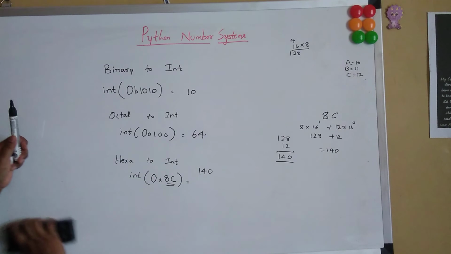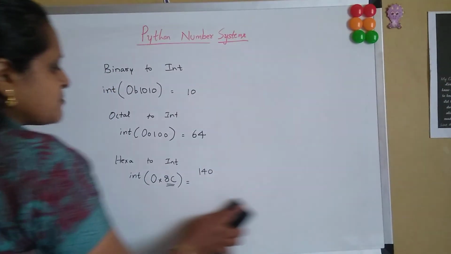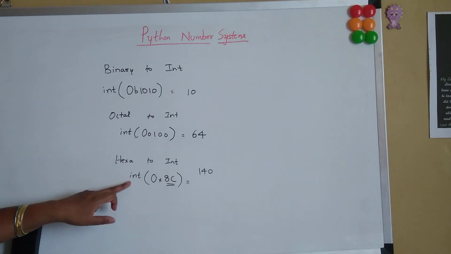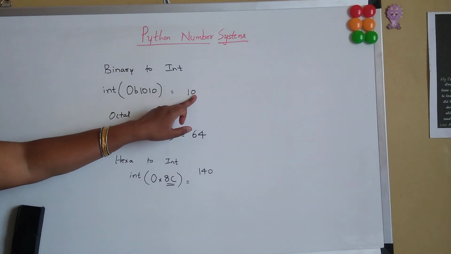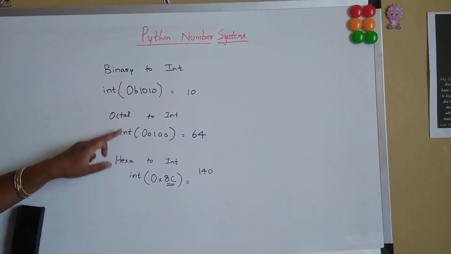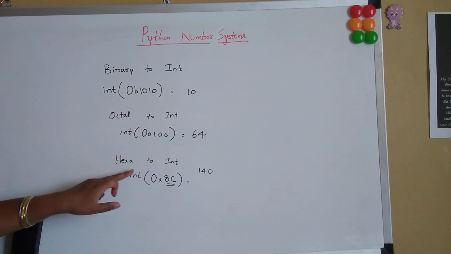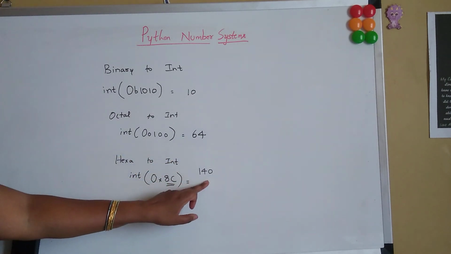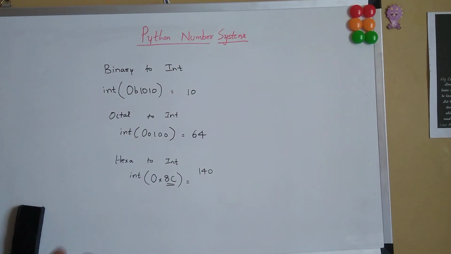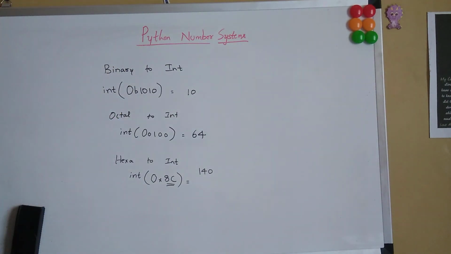So this is how Python does the conversion. I have done some manual calculations, but when you give int and the binary number, it will directly give you the integer representation. If you give int and an octal number, it will give the integer representation. Int and the hexadecimal representation, it will give the value in int. So I hope you're clear on the concepts of the different number systems which Python supports.